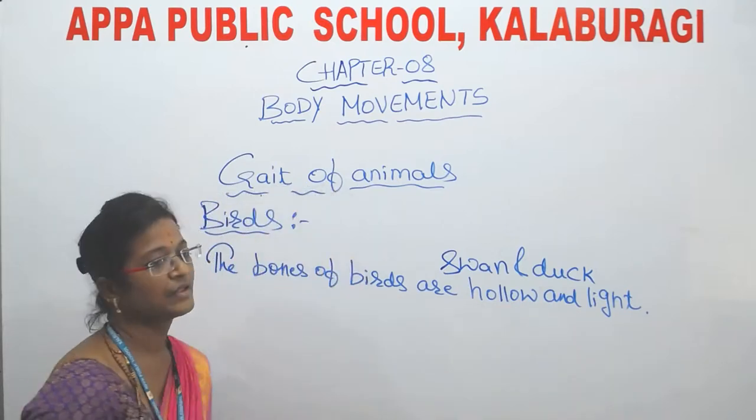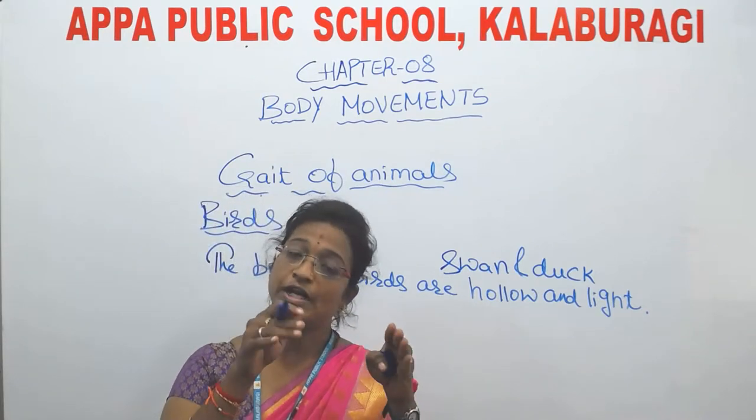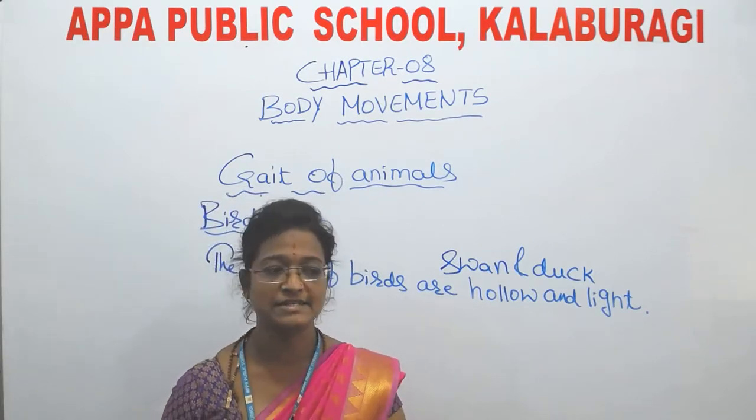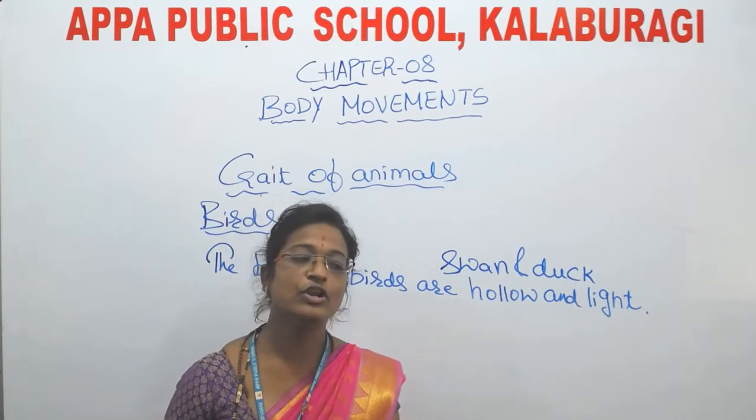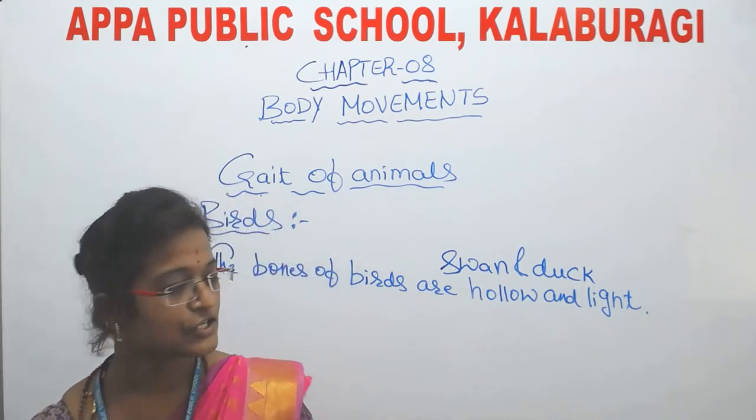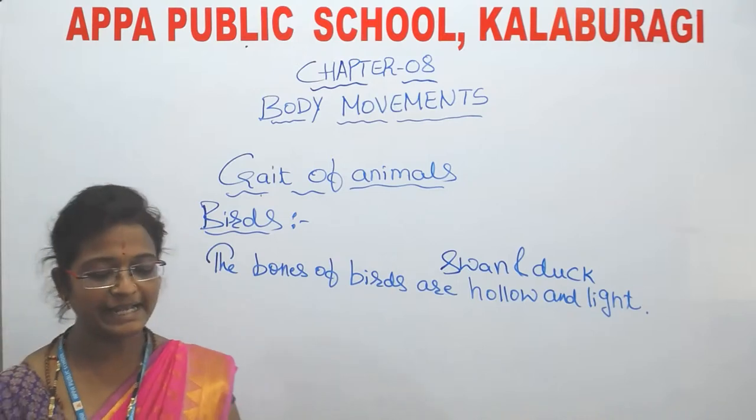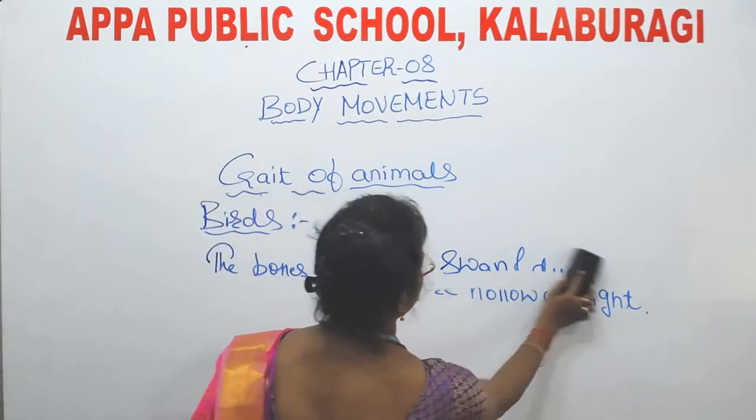And here, hind limbs are used in walking and perching, isn't it? So hind limbs are used in walking and perching, and forelimbs are modified into wings. Okay, so this is all about birds. And next we will move forward and we will discuss fish.